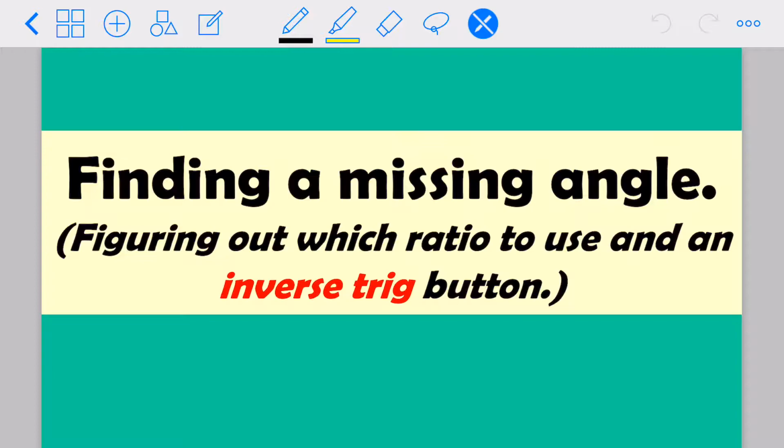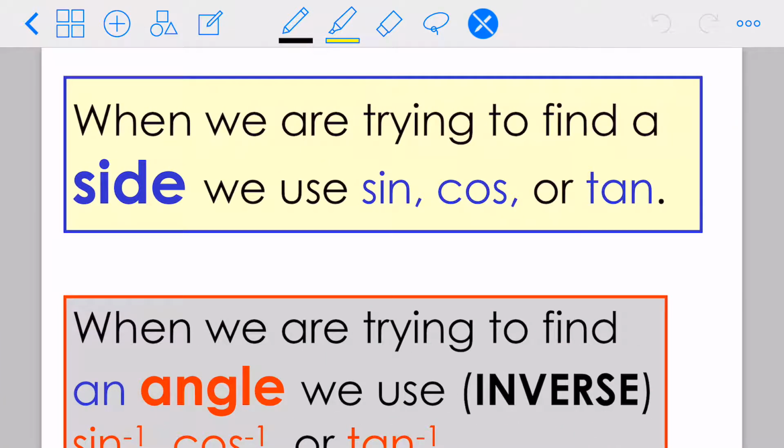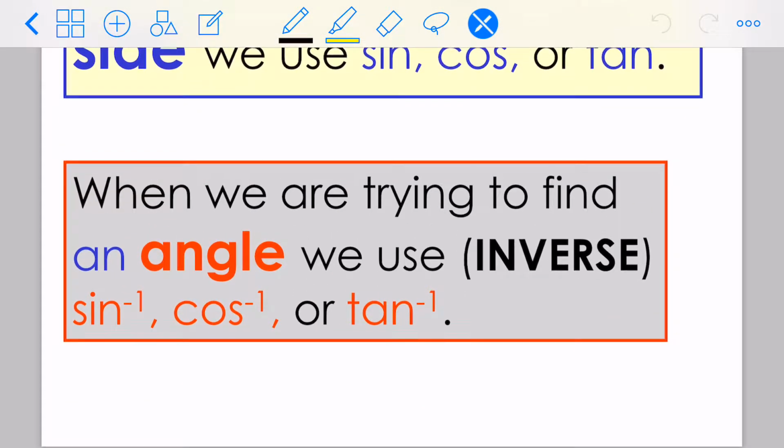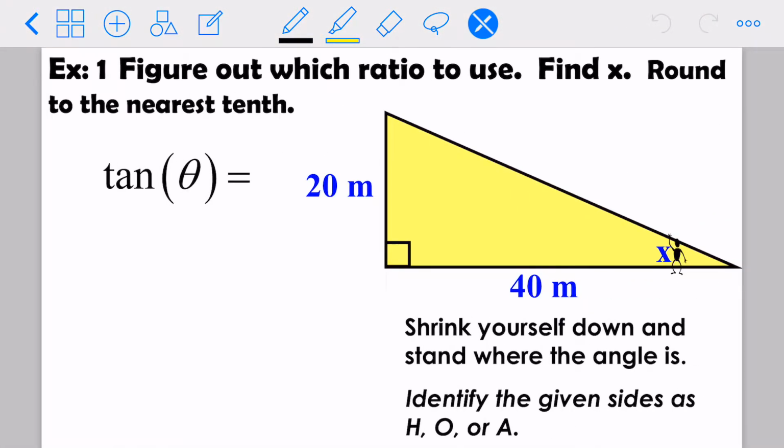So you need sine, cosine, and tangent, and typically above the button it will say sine to the negative 1 as an exponent, and cosine to the negative 1. That means inverse. All right, we'll come back to this later, but we are going to focus on this one right now. When we're trying to find an angle, we use the inverse. So we're going to do inverse sine, cosine, and tangent.